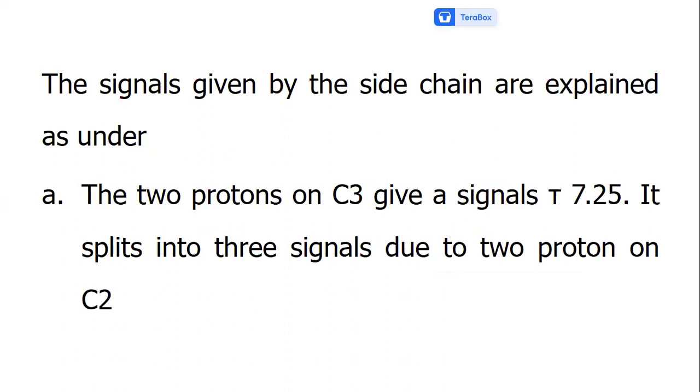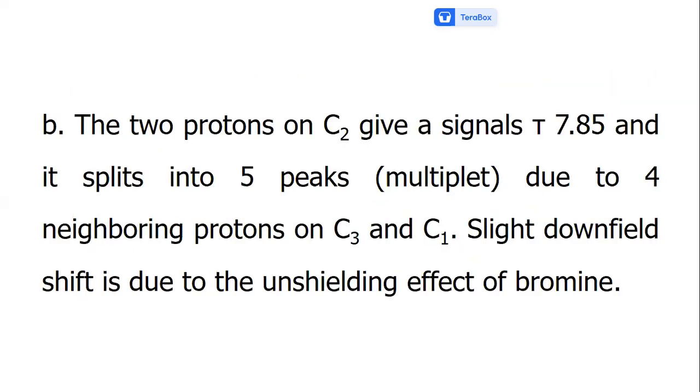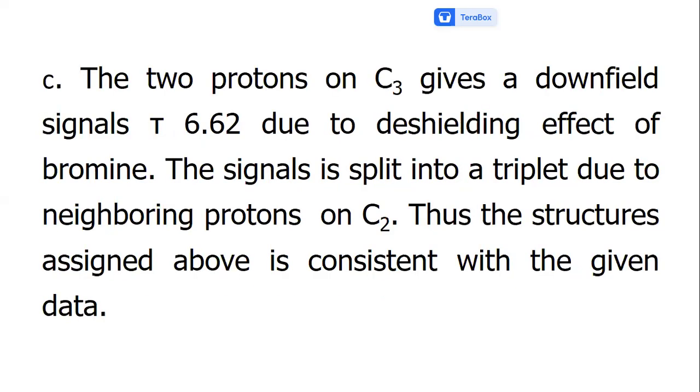The 2 protons on C3 give us signals. Triplet 7.25: it is split into three signals due to two protons on C2. The two protons on C2 give us signals at tau value 7.85, and it splits into 5 peaks due to 4 neighboring protons on C3 and C1. Singlet downfield shift is due to the deshielding effect of bromine.